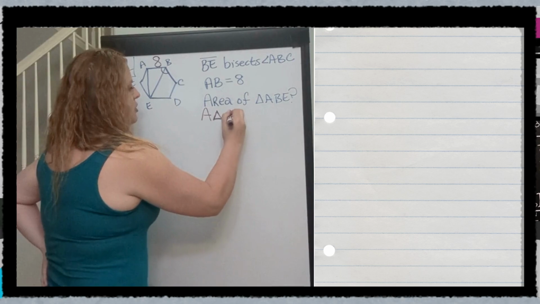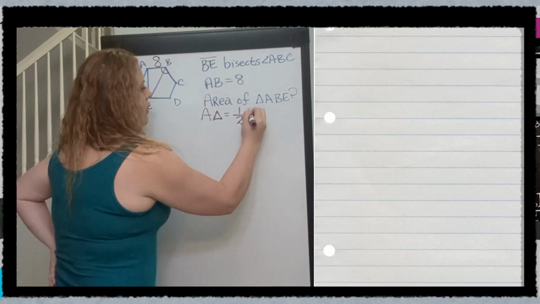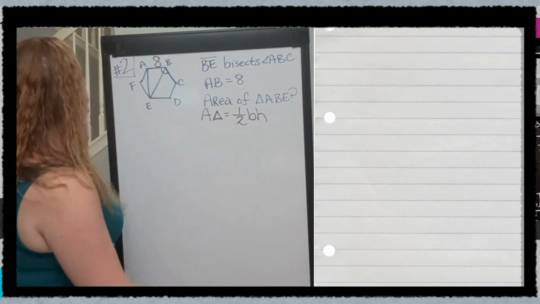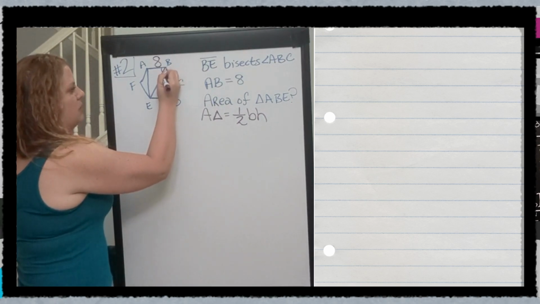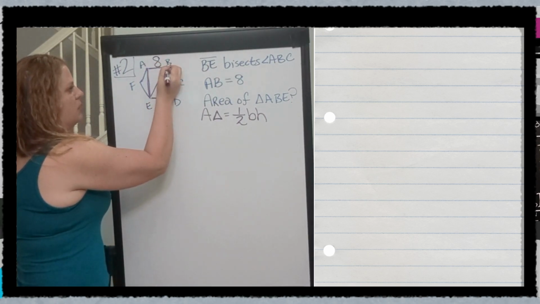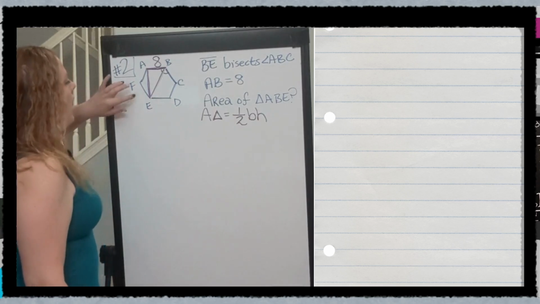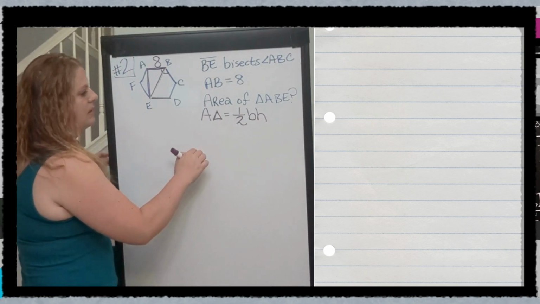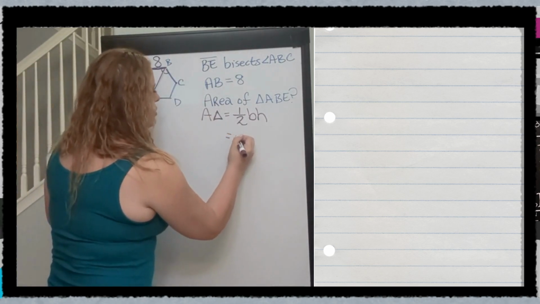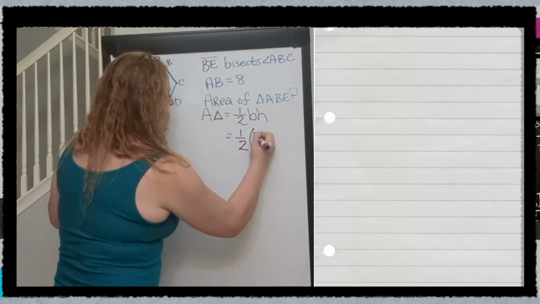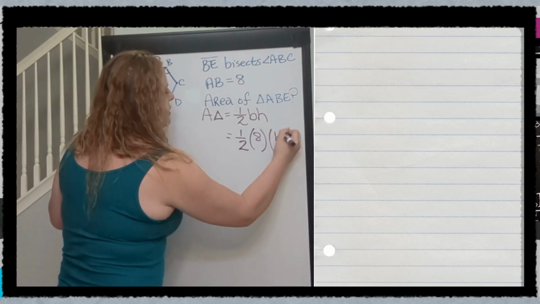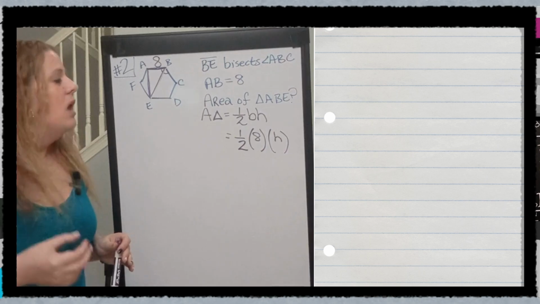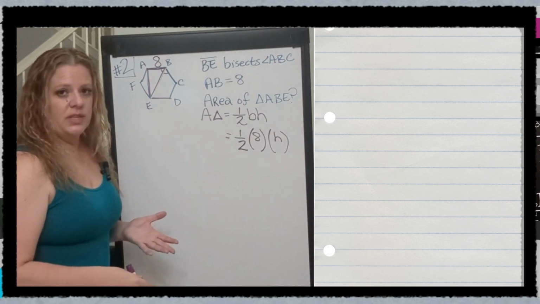Well, the area of a triangle, 1/2 base times height. So just looking at this triangle, and I'm going to outline it so we can kind of focus on exactly what we're trying to find. Okay. I don't know the height, but I do know the base. The base is 8. So 1/2, 8. Now we have to figure out what is the height of our triangle, because that's not given. But let's look at some of the other clues they gave us.